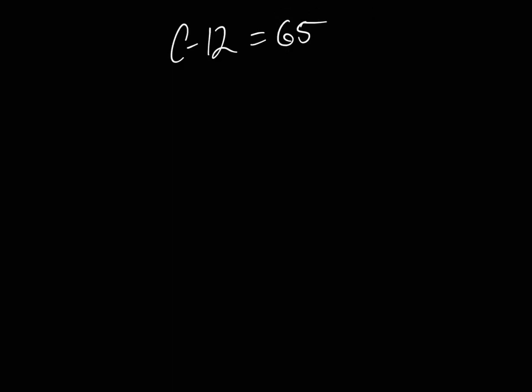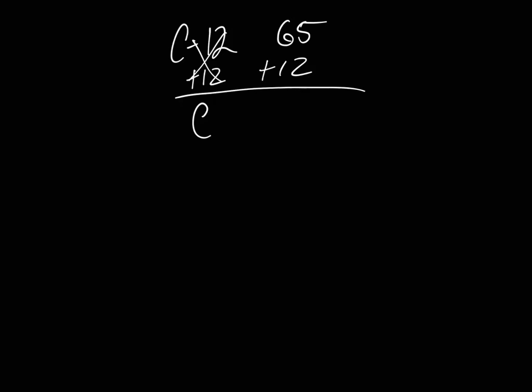Let's try to graph another one. C minus 12 equals 65. You should already have the answer to this problem as well, but we'll redo it anyway for some practice. Add 12 to both sides, and that should not be an equal sign. I apologize for that. That should not be an equal sign.